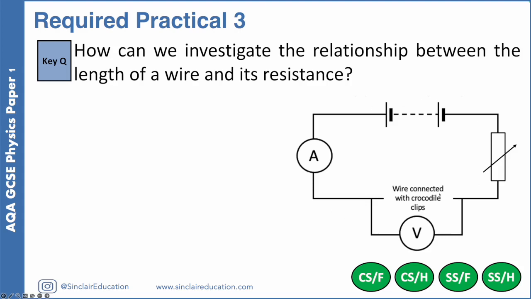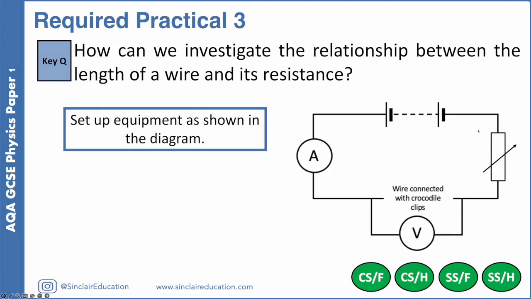But typically, if we're investigating anything around electricity, the circuit tends to look like this. We've got a power supply or a battery with an ammeter in series, a voltmeter across whatever we're testing, and a variable resistor also in series.